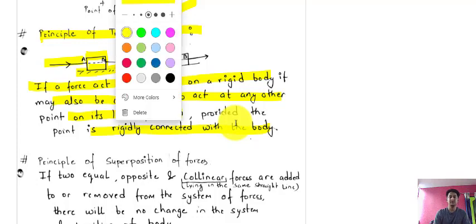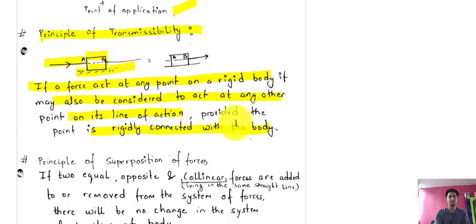So it says that, suppose this was an object here that has been kept on a surface here, when you apply the force here, this is the line of action of this force. Okay, now the principle of transmissibility says you may consider this force.